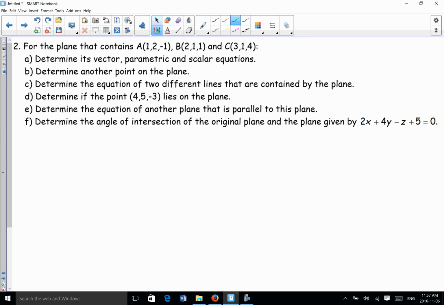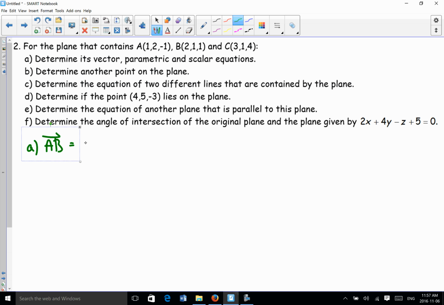And number 2, we're given a plane. It's got 3 points. We want to figure out the vector, parametric, and scalar equations. All 3 of those need directions, right? Not points, we want directions. So we've got to turn our points into directions. We have choices here. I'm going to do AB, vector subtraction.